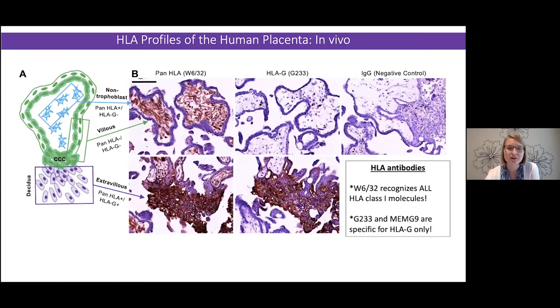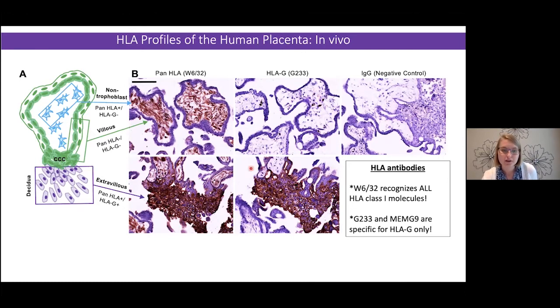And you can look at cross sections of the placenta and stain with various HLA antibodies to see this pattern. And the W632 is a general marker which will recognize all class 1 molecules, whereas G233 is very specific for HLA-G only. And what you can see nicely here is that the core of the villi in the human placenta stain positively for any class 1 marker, but are completely absent for HLA-G.